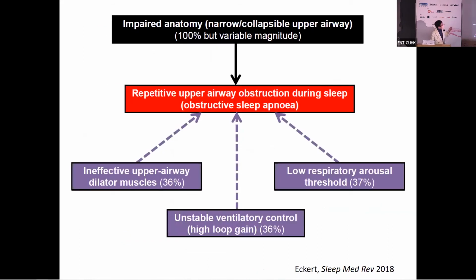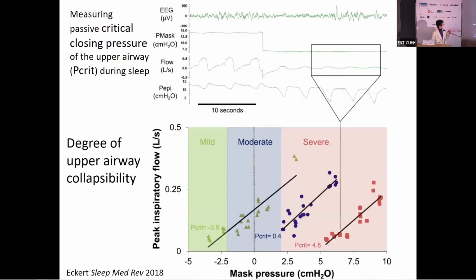Now, we all know that to have OSA, almost all our patients will have impaired anatomy. The problem is some have pure anatomy problems, but a lot of other people will have a combination of contributing factors, such as ineffective upper airway dilator muscles, a patient who gets aroused easily, and also people with overreactive, oversensitive ventilatory control. So these three factors may play a part in an individual. So we really need to find ways to understand the underlying physiology in addition to the anatomy.